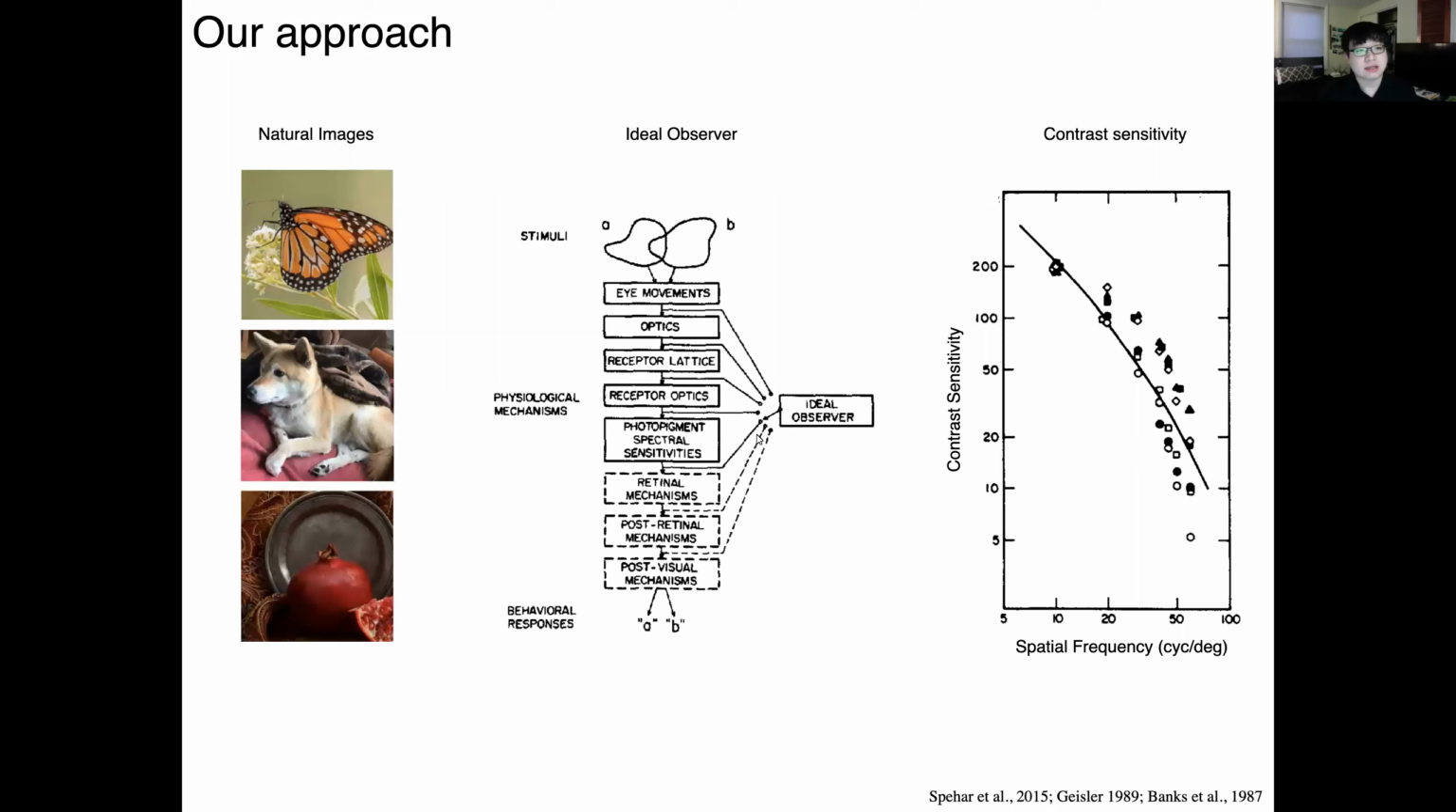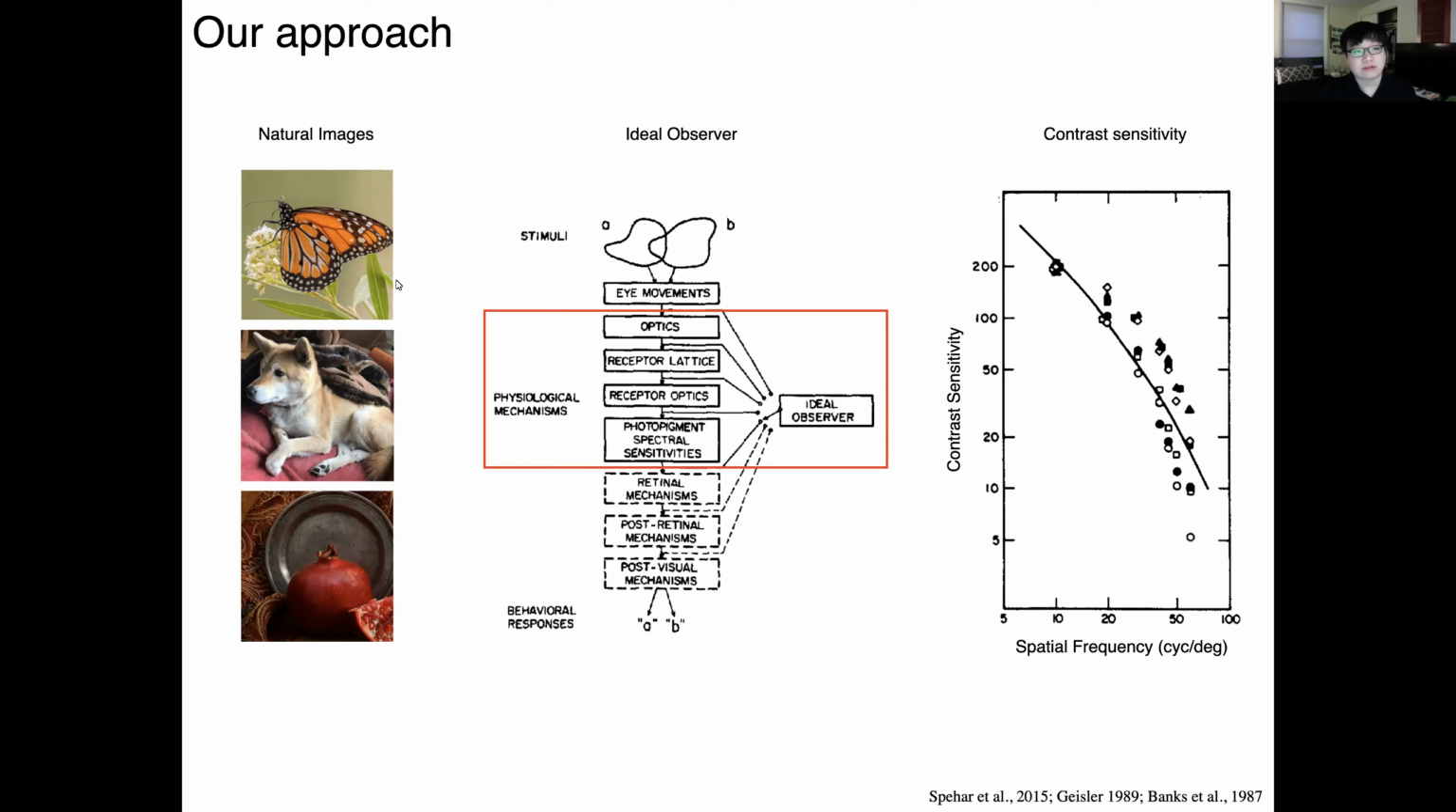We're interested in extending this type of analysis to use natural images. This requires us to make our ideal observer more image computable. In our talk today, we will focus on components of early vision, including optics and properties of photoreceptors. We would also like our ideal observer to take into consideration the statistical regularities of the natural environment.